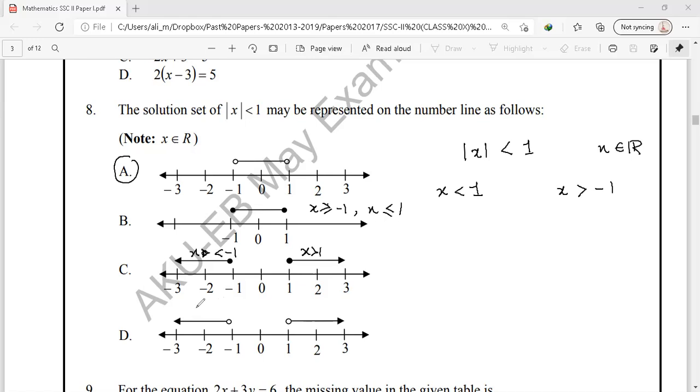Similarly, for option C, we have less than or equal to and greater than or equal to. This is x less than minus 1 and this is x greater than plus 1. So obviously we have the correct answer as we have already selected, that is option A.